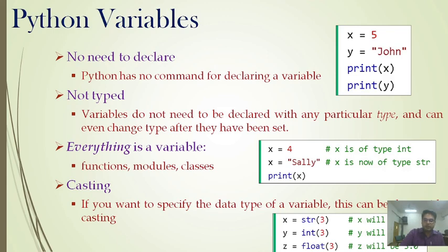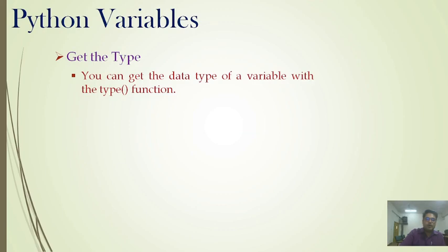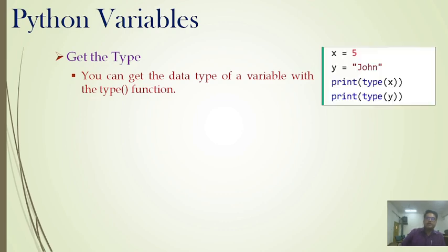So that is the concept of casting. Okay. Now the next one is getting the type. You can get the data type of any variable using a keyword called type. Here I have given an example using two variables called x and y. In x I have given the integer value 5, and in y I have given the string John.